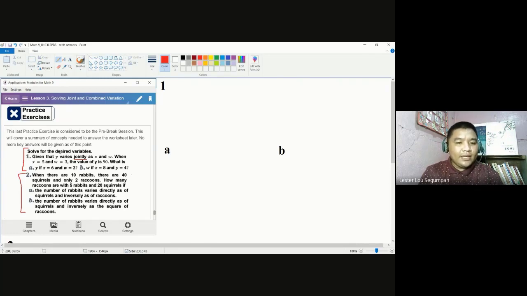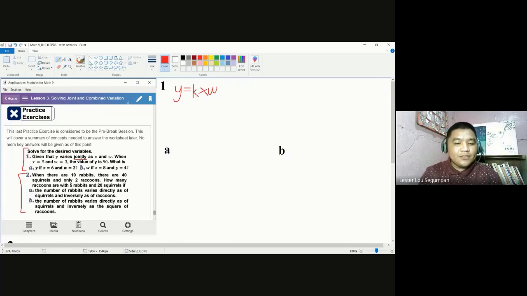So for number one, let's look at the given values. Y varies jointly as X and W. The first thing that we need to do here is to write our mathematical equation. Y is equal to, as jointly as X and W, but please do not forget the constant of proportionality, K. We need to use the value for K later on as we solve letter A and letter B.